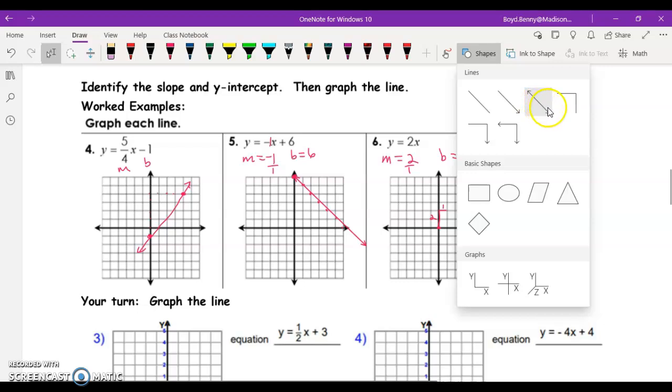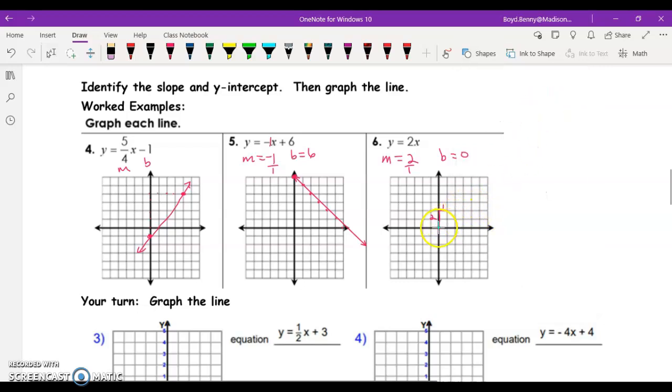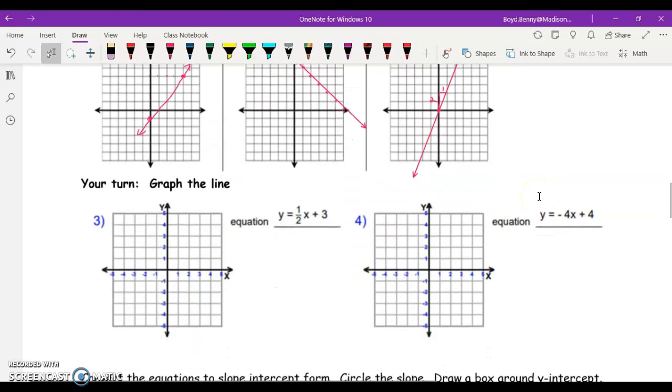And then I'm going to draw my line, starting at the origin through the slope. And so there's the graph of that equation.